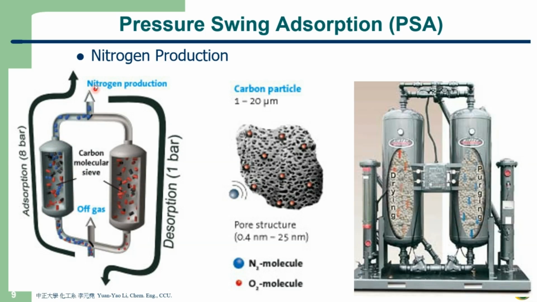And then after you have pure nitrogen, we call it desorption. We depressurize. That's pressure, right? And we depressurize. Depressurize, that means what? Oxygen will come out. So you have a pure nitrogen stream and a pure oxygen stream here. And this process is called pressure swing adsorption. So you can easily separate oxygen and nitrogen by this process.